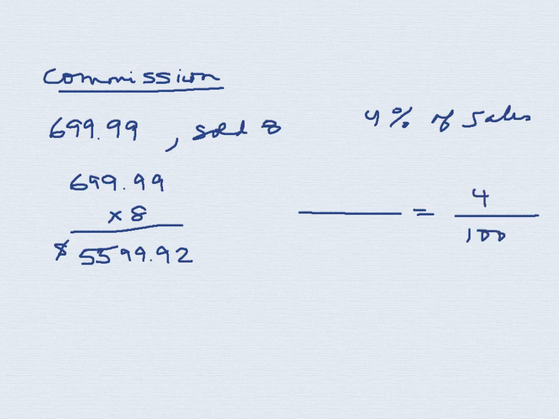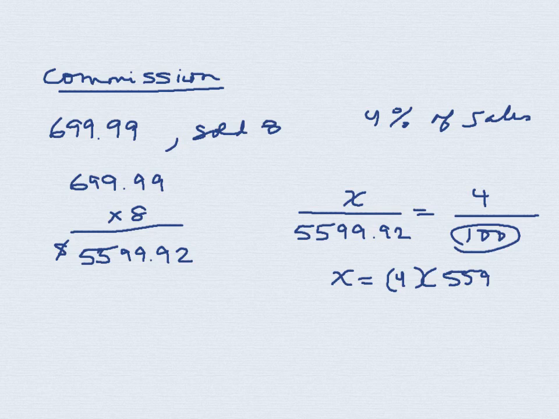So 4% is the rate. Commission rate is like any other rate. It's a part out of 100. If the amount of sales was $5,599.92, our job is to figure out what portion of that is equivalent to 4%. So we need to take 4 and multiply that by the cost of 8 of those sets, $5,599.92, and then divide that by 100.